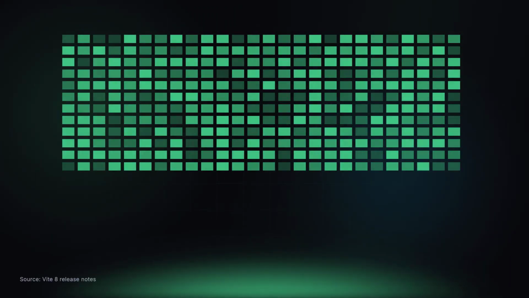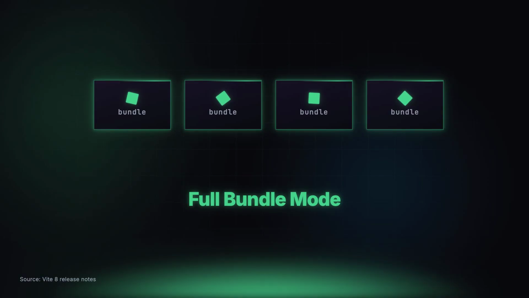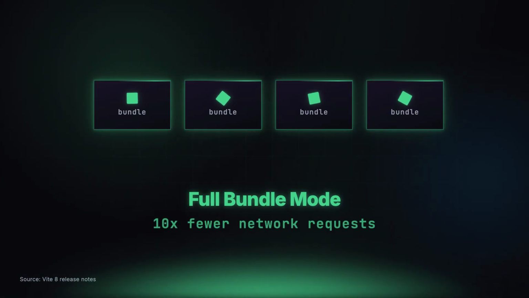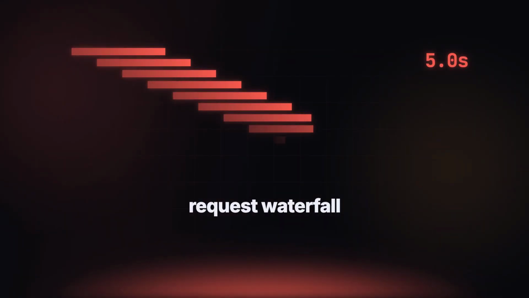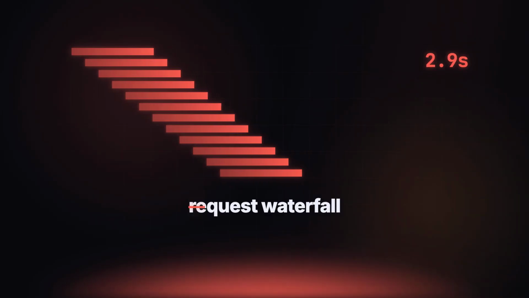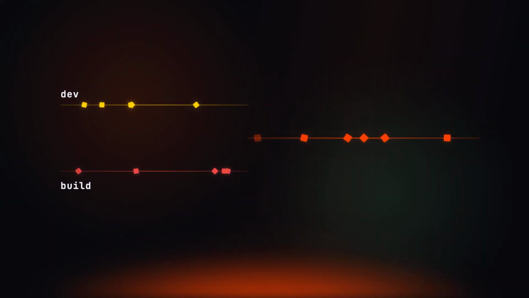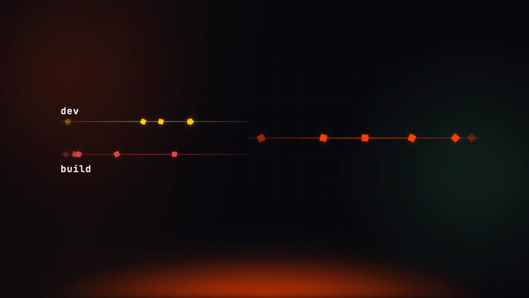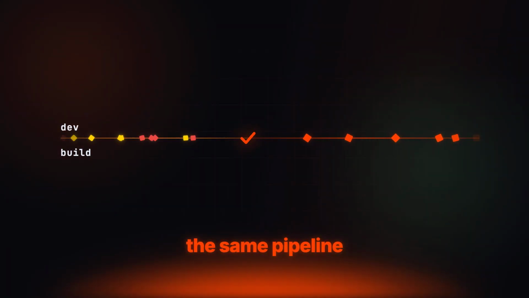Then there is full bundle mode. The dev server bundles your modules instead of firing a request for each one, and that is 10 times fewer, which is what kills the waterfall. On a big app, that staircase of requests was most of what you were waiting for on a hard refresh. Same code path in both places. What you see at your desk is now what gets built, which quietly removes a class of bug.